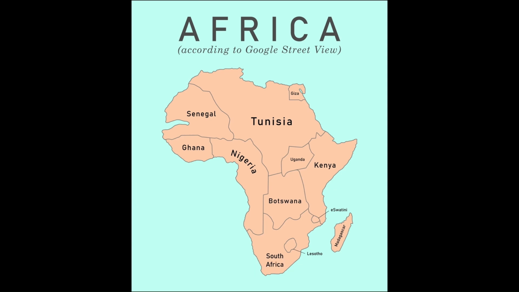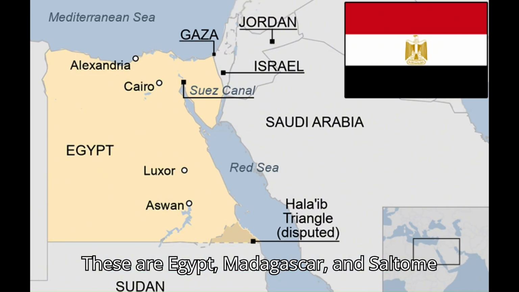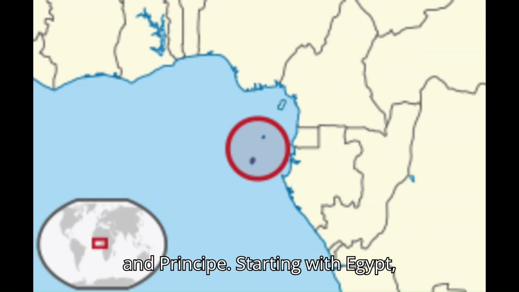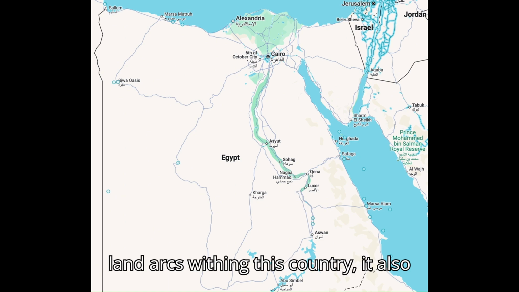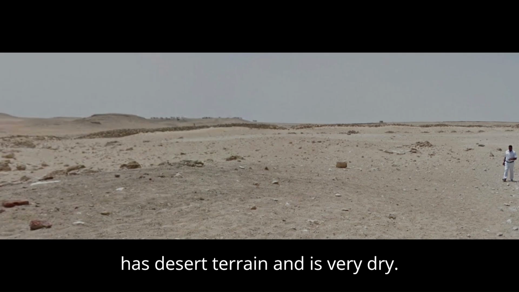Now that we have talked about all the major countries within Africa, let's move on to the less common ones. These are Egypt, Madagascar, and Sao Tome and Principe. Starting with Egypt, the coverage is very limited, as well as only covering some of the most famous landmarks within this country. It also has desert terrain and is very dry.